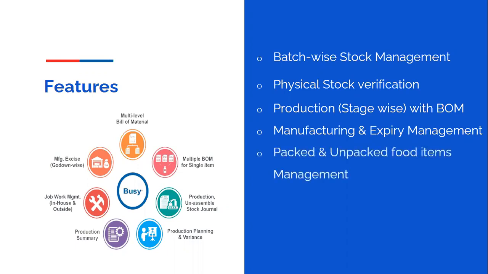The next feature is packed and unpacked food item management. As you know, after the production of the item, you have to pack the food item according to the quantity. Let me give an example for this. Suppose you are a manufacturer of cooking oils. After production, you need to prepare the oil bottles according to the quantity, like 1 liter, 500 ml, 5 liter, and 2 liters. So packaging, you can maintain this in the Busy accounting software.